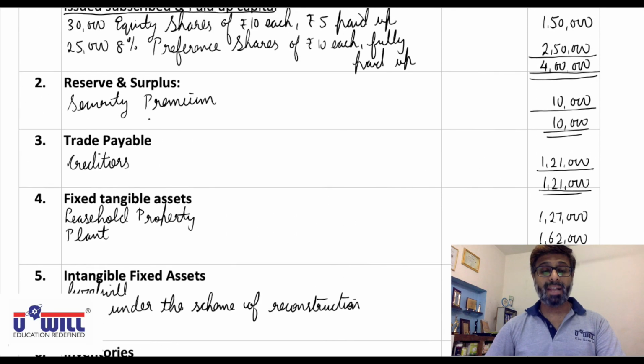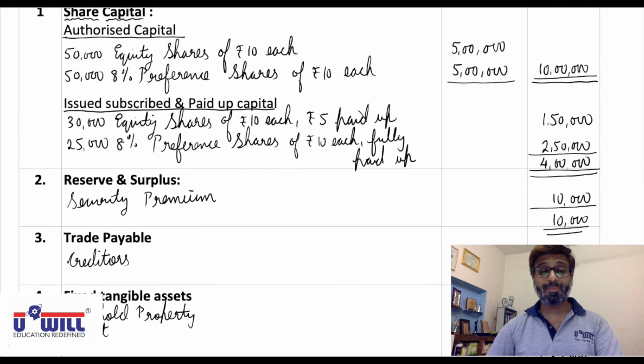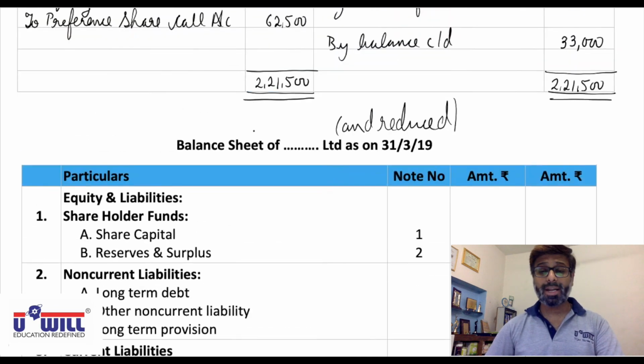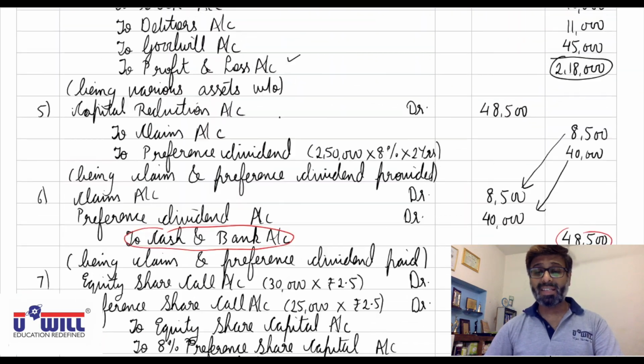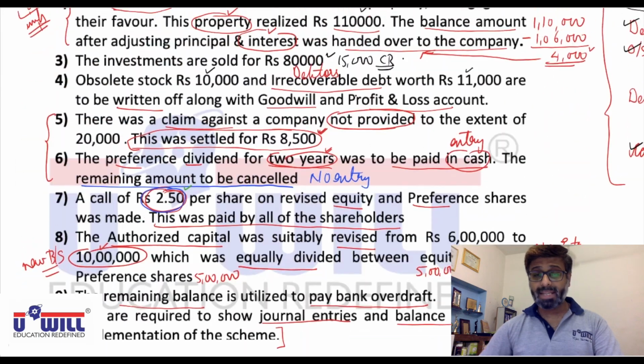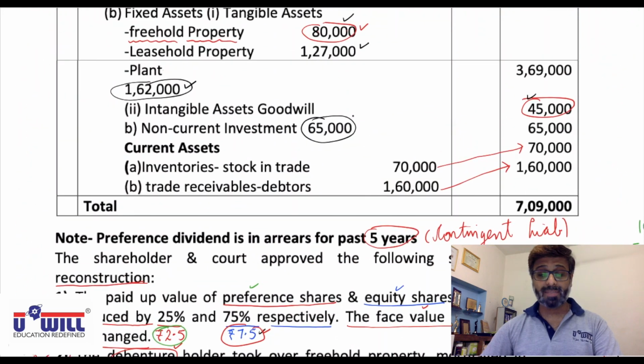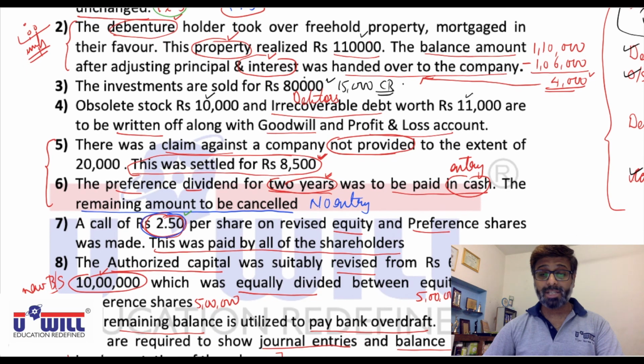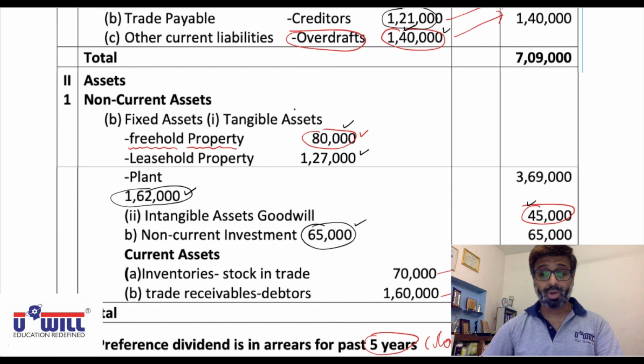Okay. Then after intangible fixed assets, we have non-current investments. That won't come because non-current investments were there of I think 65,000, but we have sold them for 80,000 as per adjustment 3. So now they don't appear in the balance sheet, they are sold off.